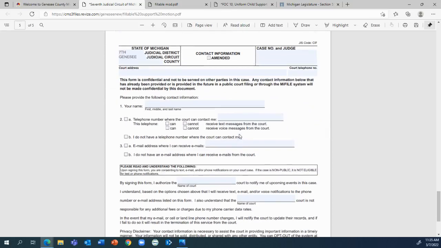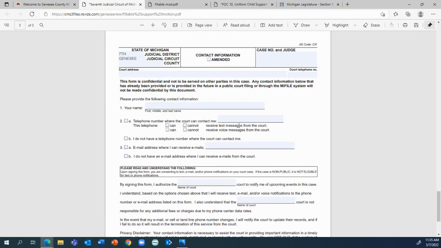There is this new form that's attached to every motion, and this is one of the new things that's coming out because of MiFile, which is e-filing that's coming across the state. This is a way for us, the court, to get some additional telephone and email information for you so that you can get served via email as well as served by paper, because you're still required to be served by paper, but there are new court rules that say everyone's also required to serve each other by email, because emails are incredibly common these days.